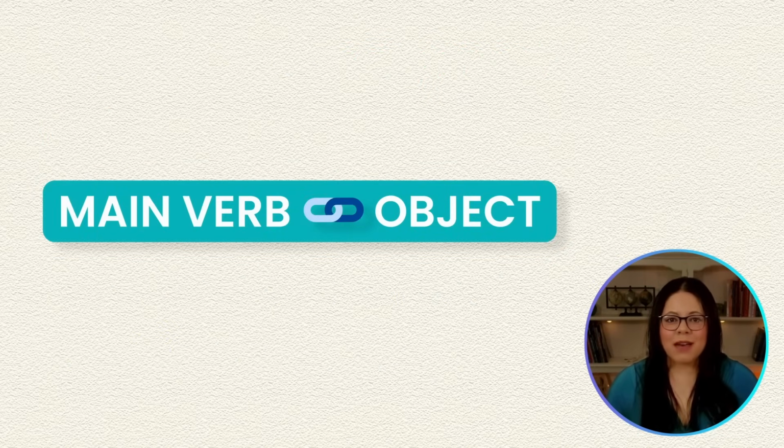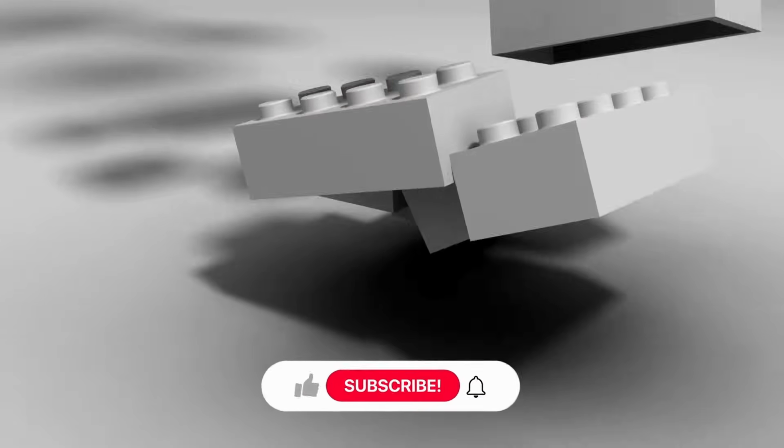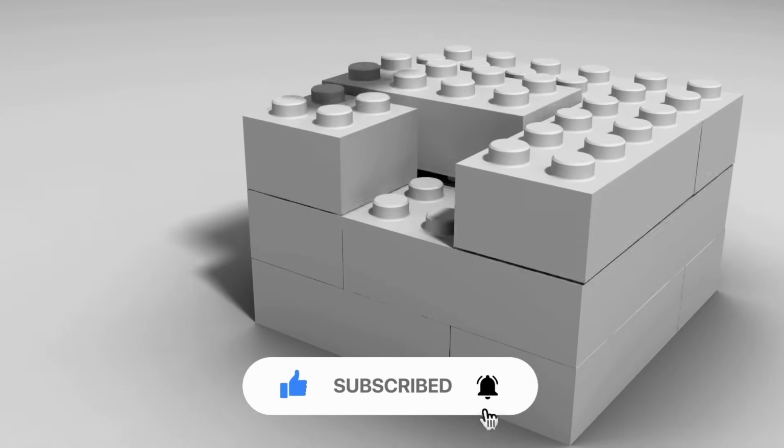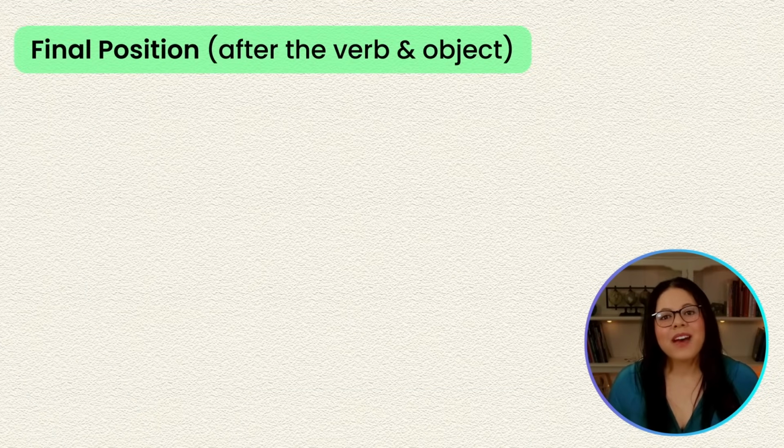Keep this rule in mind every time you form a sentence in English. This is the foundation for English word order. Let's look at some more adverbs in the final position, which means after the verb and the object.